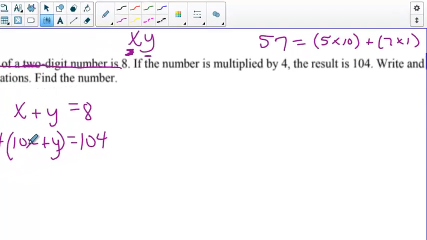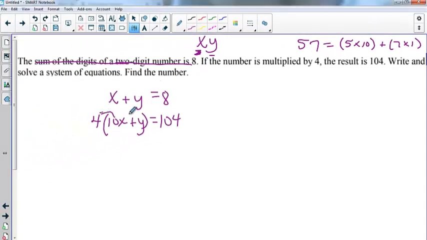So you want to distribute first? Okay, so she wants to go ahead and simplify this out a little bit. So we have 40x, I put a 4. 40x plus 4y equals 104. So this is no longer one of the equations. Okay, so this is my system of equations. Now what?